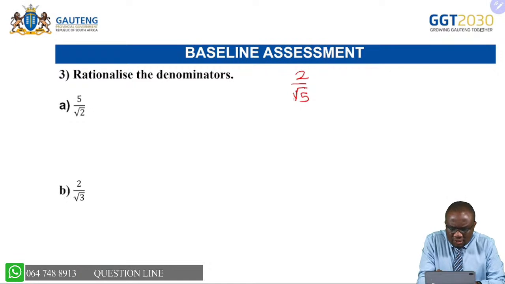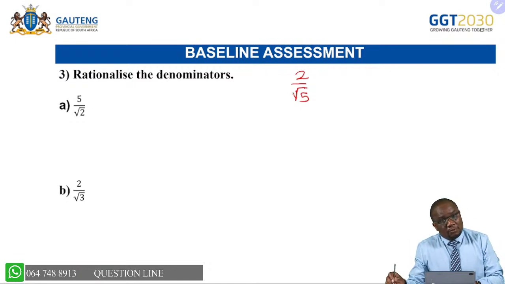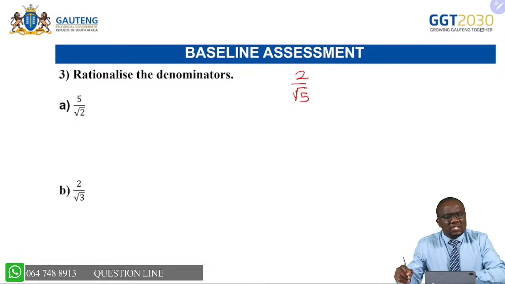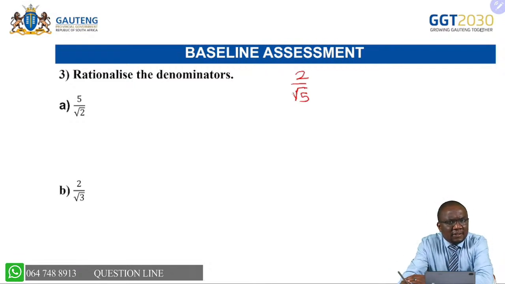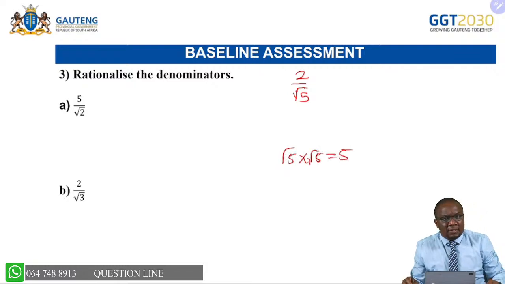So if we want this one, root 5, to be rational, we have to multiply it by square root of 5. Remember, what is square root of 5 times square root of 5? Like we just talked about this. Square root of 5 times square root of 5 is equal to 5. Let me write it down. We talked about this, isn't it?